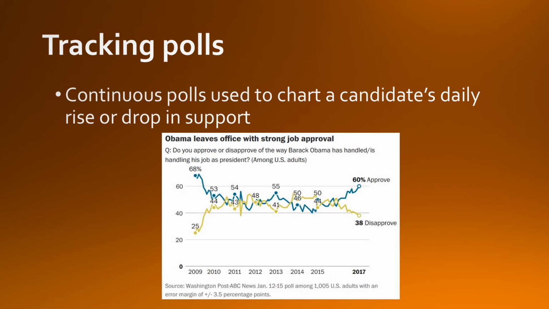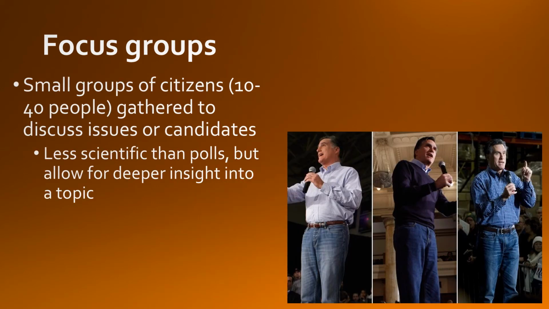Another option is to use focus groups. A focus group is a small group of citizens between 10 to 40 people gathered to discuss issues or candidates. It's not scientific like a public opinion poll can be, but it allows for deeper insight into a topic because you can really ask follow-up questions and figure out what people like or don't like about a candidate.